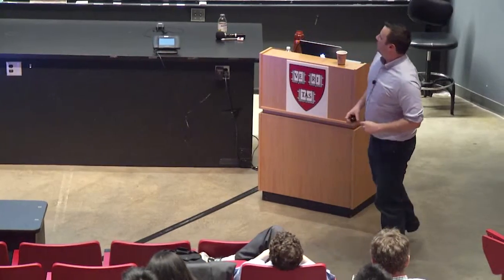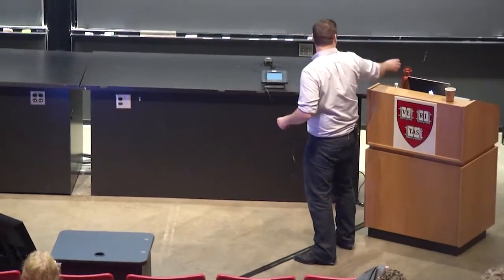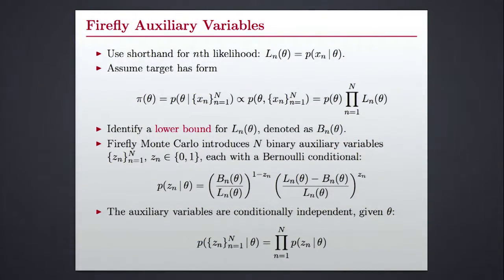What Firefly does is it's going to introduce a binary, so a Bernoulli variable, for every single one of the data. So we have 1 million data in our data set, 1 million molecules or something, and we're going to introduce into the Markov chain a new binary variable, one for every one of those data. All right, and I'm going to use a little shorthand here. For the nth likelihood, so this is a likelihood term, one of those factors for the nth datum, and this, from our point of view, is a function of theta. I'm going to write L for that.